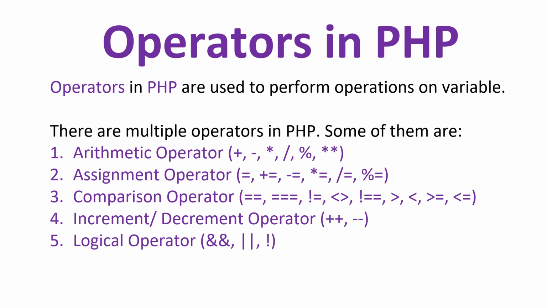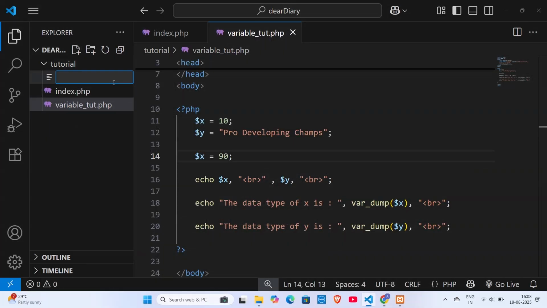Now moving on to operators in PHP. Operators in PHP are used to perform operations on variables. There are multiple operators in PHP. Most common ones are arithmetic operator, assignment operator, comparison operator, increment-decrement operator, and logical operator. I have mentioned all the symbols for these operators. Let's understand some of them through practical demonstration.